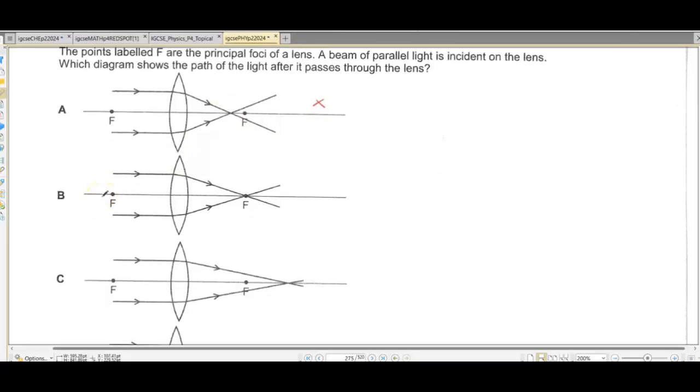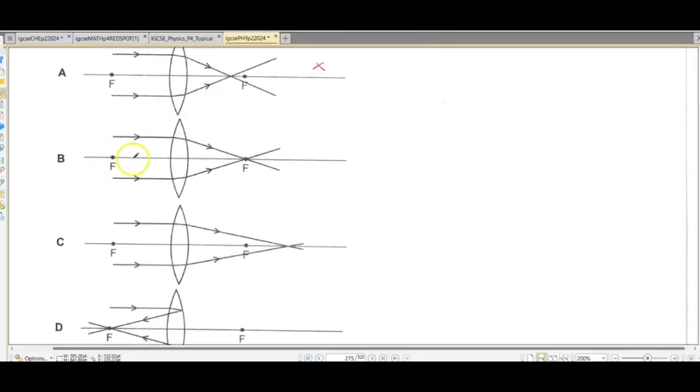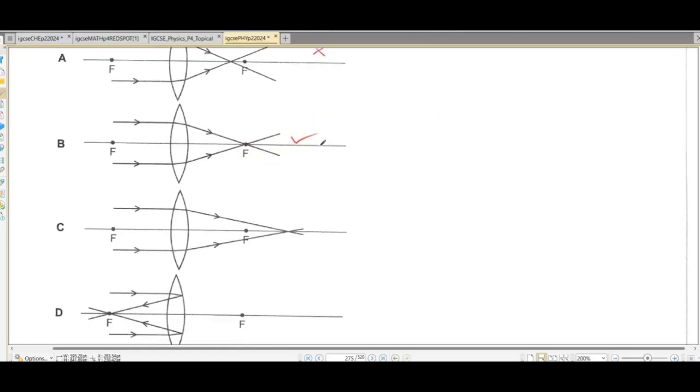If we look at our option B, the ray which is parallel to the principal axis after passing through the lens passes through the focal length. This is correct. The other ray as well passes through the principal focus, so this seems to be correct. Let's look at the other options.